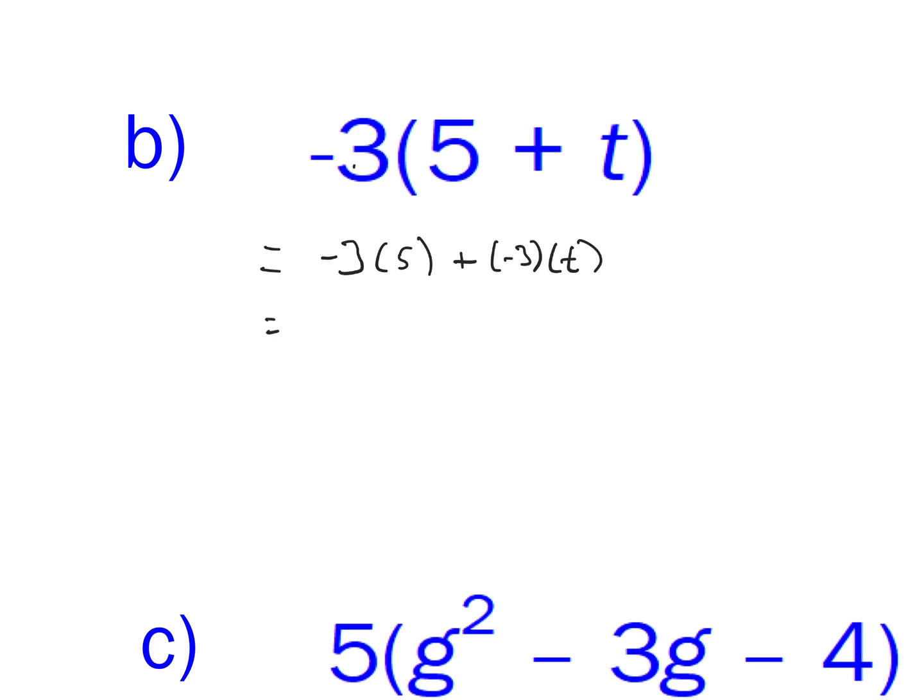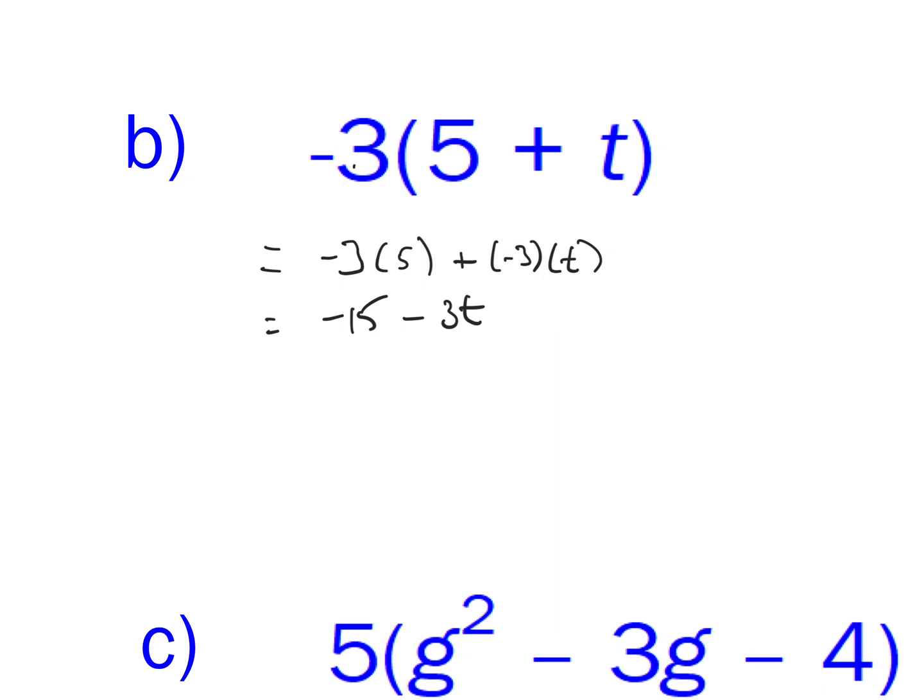So what's negative 3 times 5? Negative 15. And what's negative 3 times t? Negative 3t. So we don't need to put the plus sign. We can just go minus 3t.